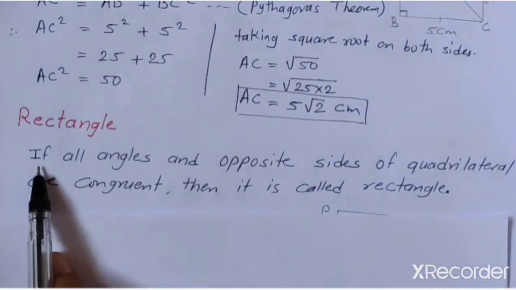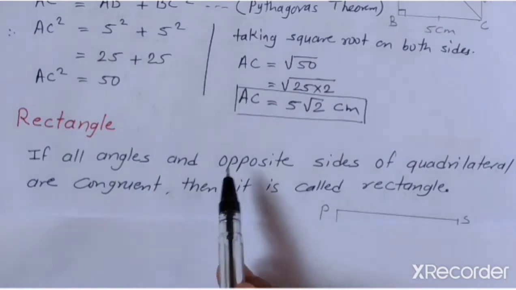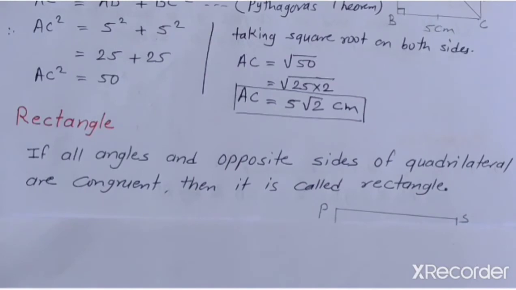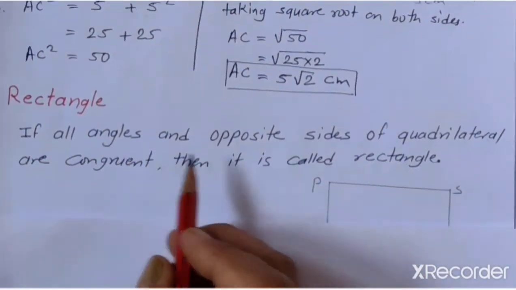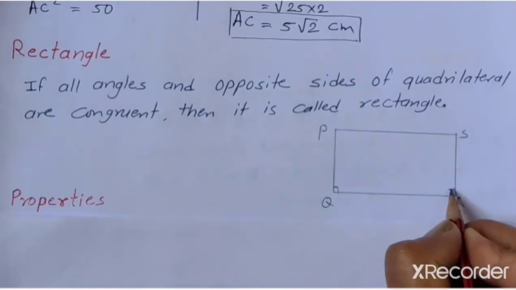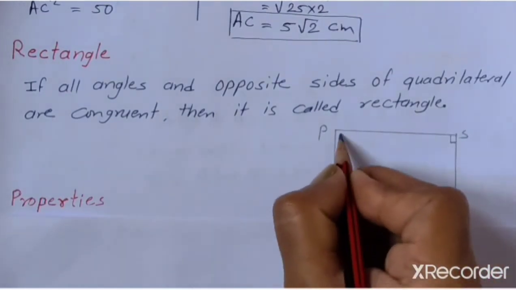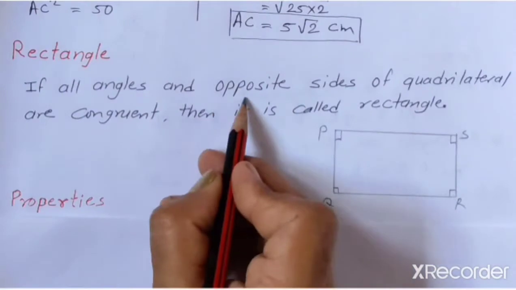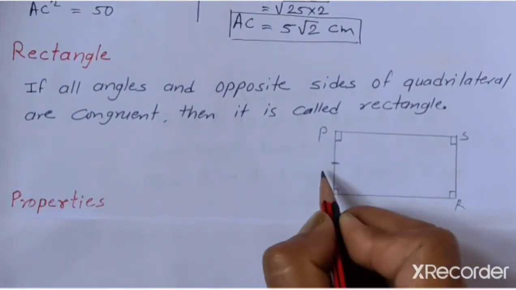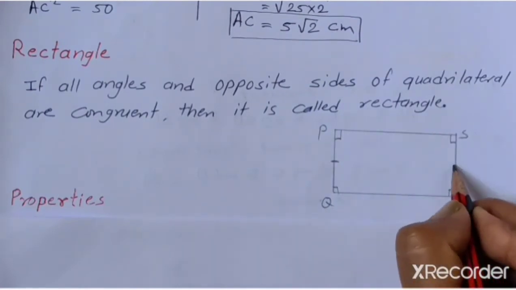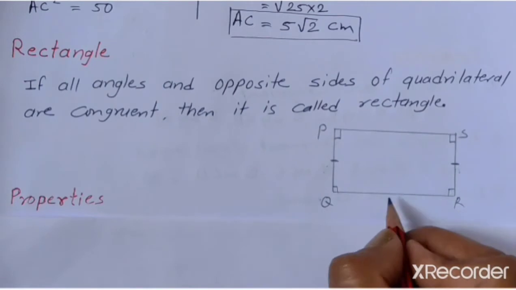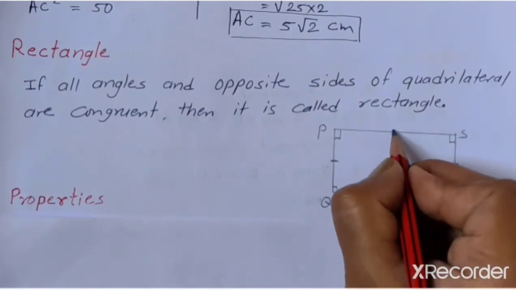It is defined as: if all angles are congruent and opposite sides of a quadrilateral are congruent, then it is called a rectangle. Here, all angles are congruent means all angles have a measure of 90 degrees. Suppose you take segment PQ, its opposite segment is SR. So these two opposite sides are congruent. The remaining two sides are also congruent.